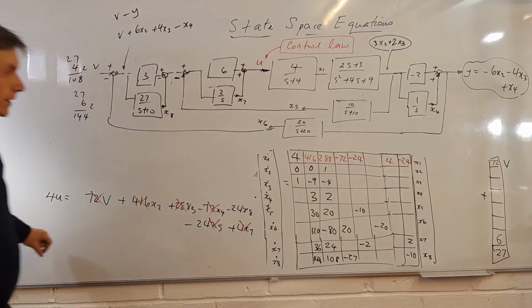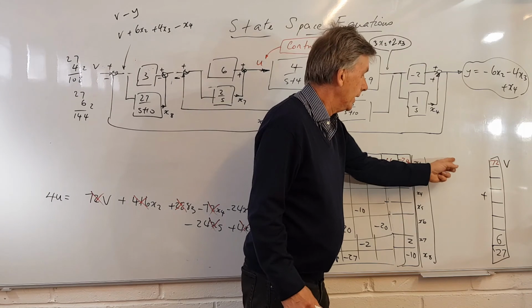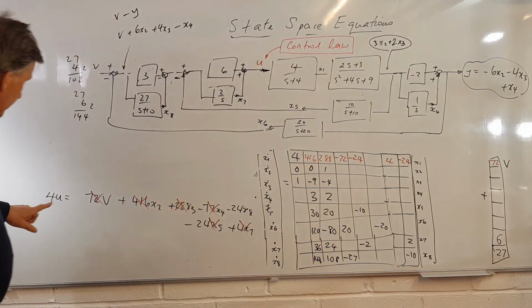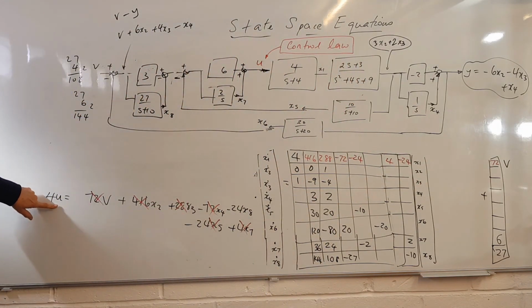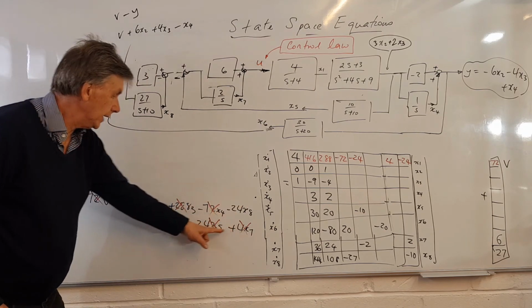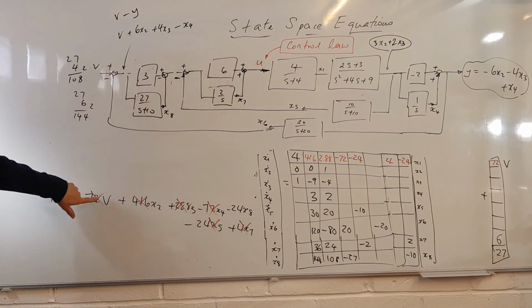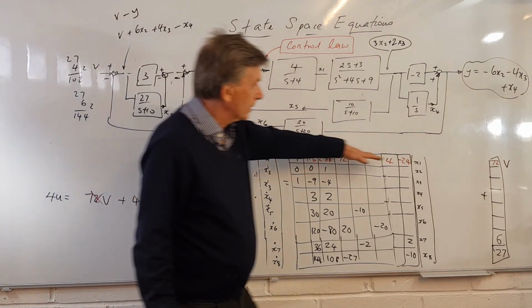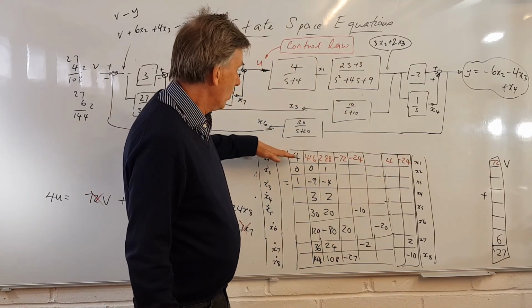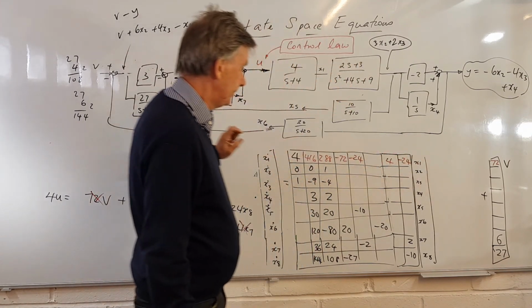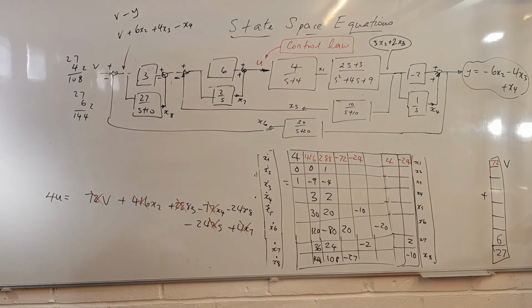And then watch out for the 4u there. So work out what that number is. In this case it was 4u. Then that gives you your complete control law. And then these numbers feed in on the particular line on your u. And that will give you your complete closed loop state space equations.